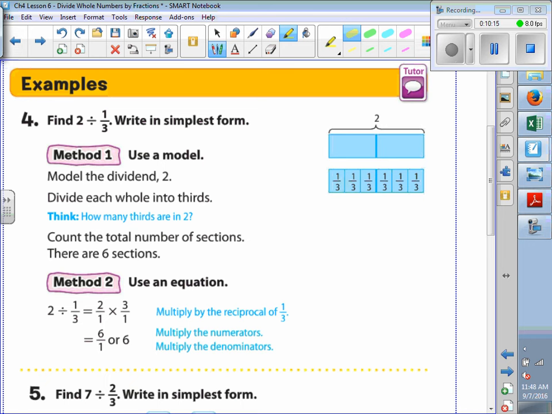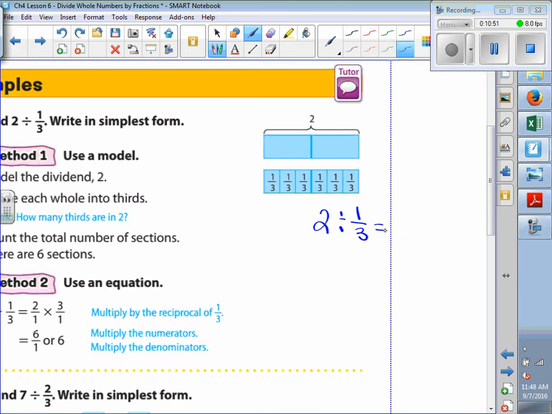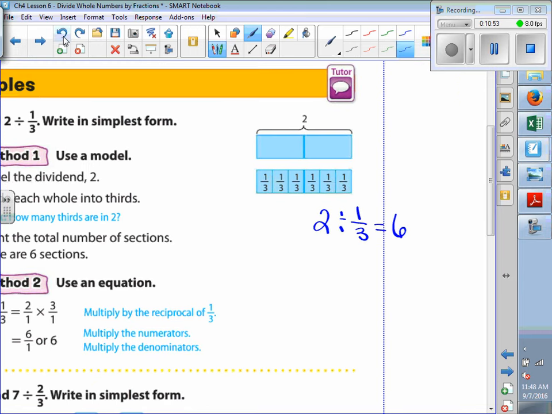If I divide it into thirds, 3 equal parts for each one, right? So 1, 2, 3. 1, 2, 3. Those are thirds. Is everybody clear? Now the question is, what is 2 divided by 1/3? How many 1/3 pieces do I have here? 6. So 2 divided by 1/3 is equal to 6. Okay?